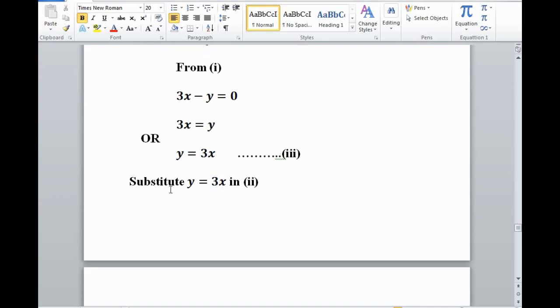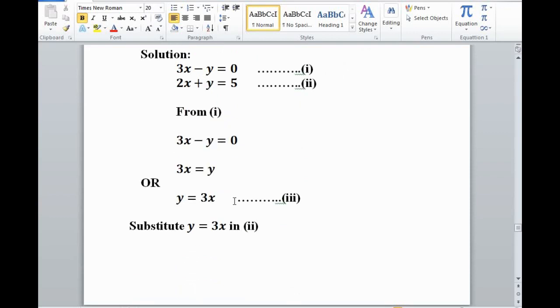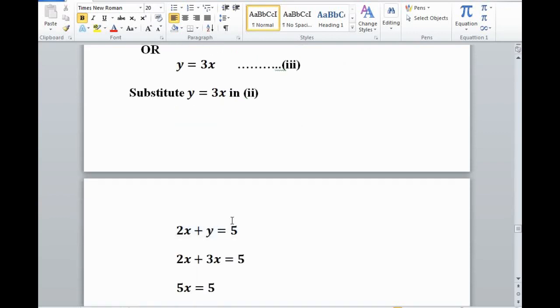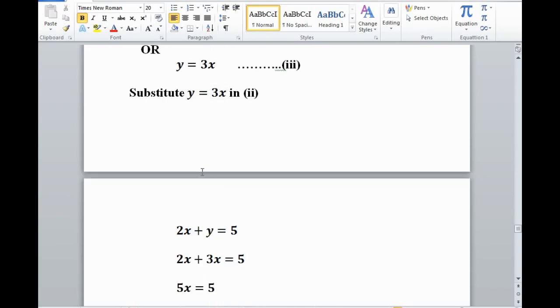And now let's substitute y equals 3x in equation number 2. So our equation 2 is 2x plus y equals 5. First I will write this equation 2, which is 2x plus y equals 5. And now I'm going to substitute y equals 3x in this equation. So this equation becomes 2x plus 3x, because y is equal to 3x.